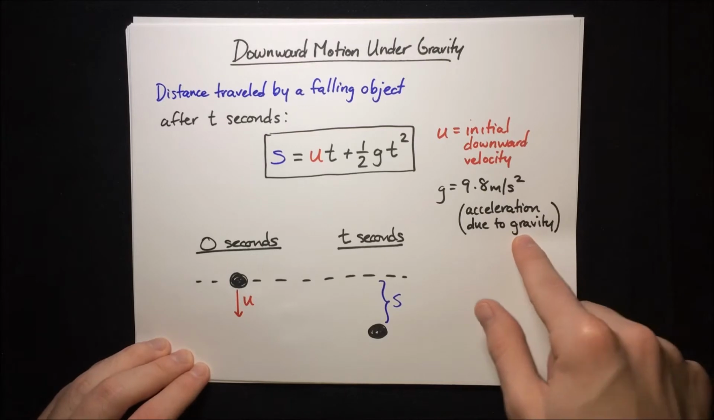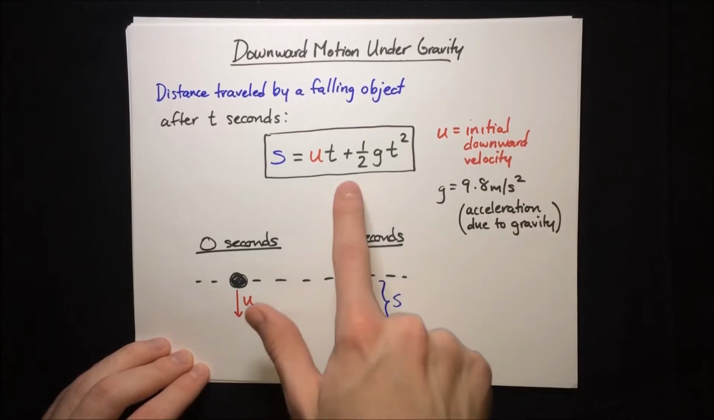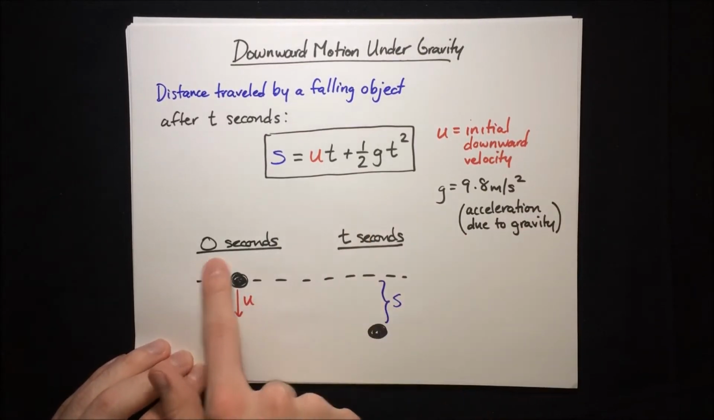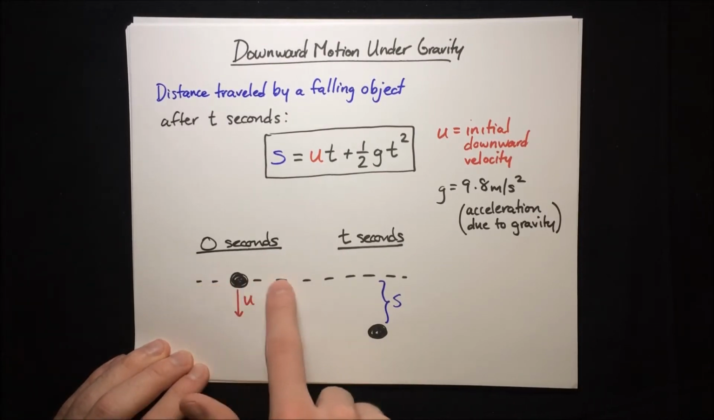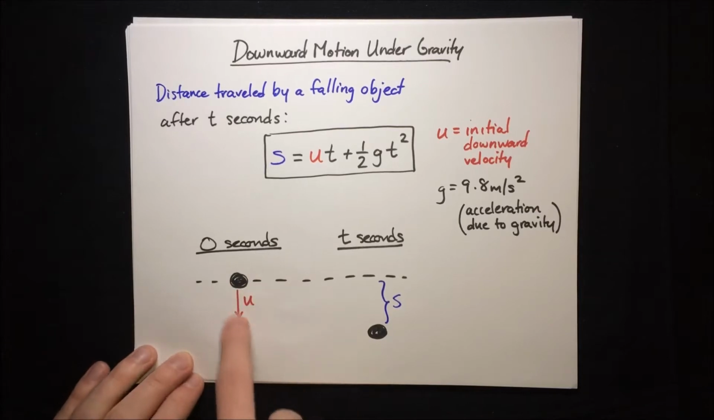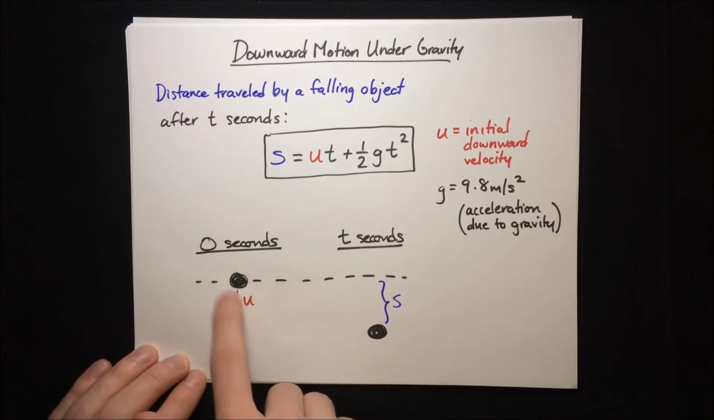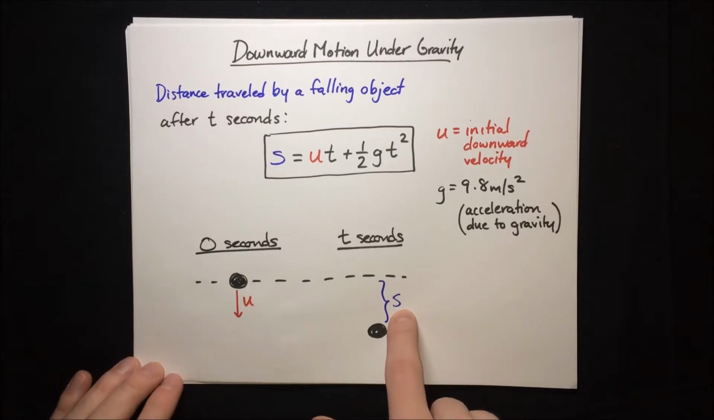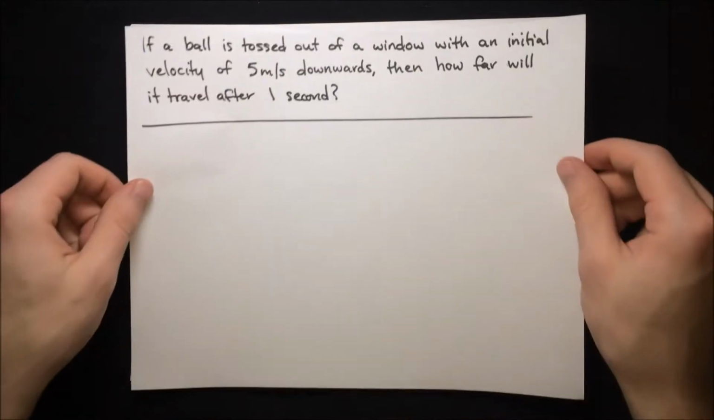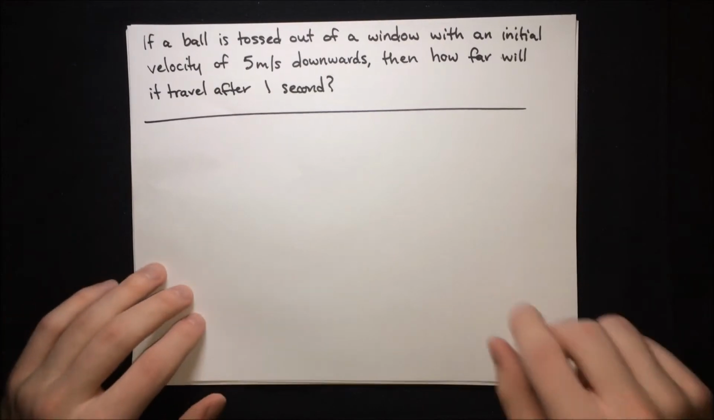to gravity. To put a picture in your mind of what's happening in this equation, we're starting off at 0 seconds at some baseline height here, and it's being dropped with velocity u, and then it falls, and after t seconds it's traveled s distance downwards. So let's try a question for this.